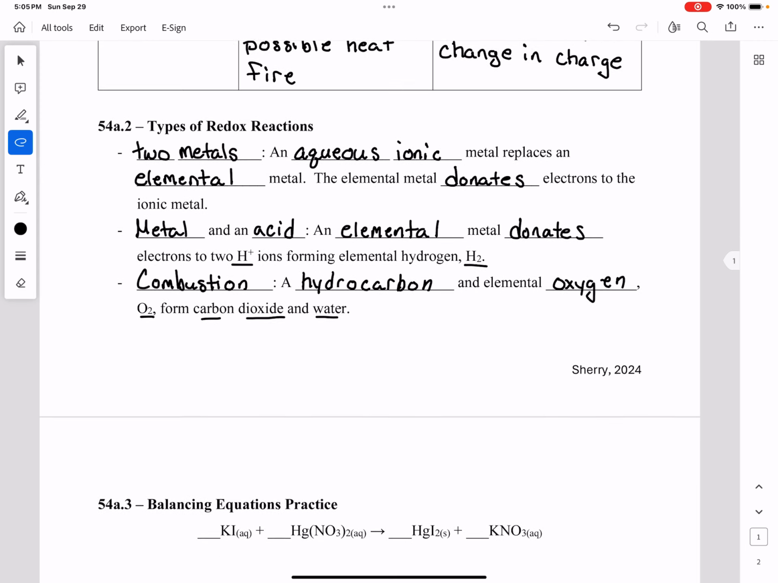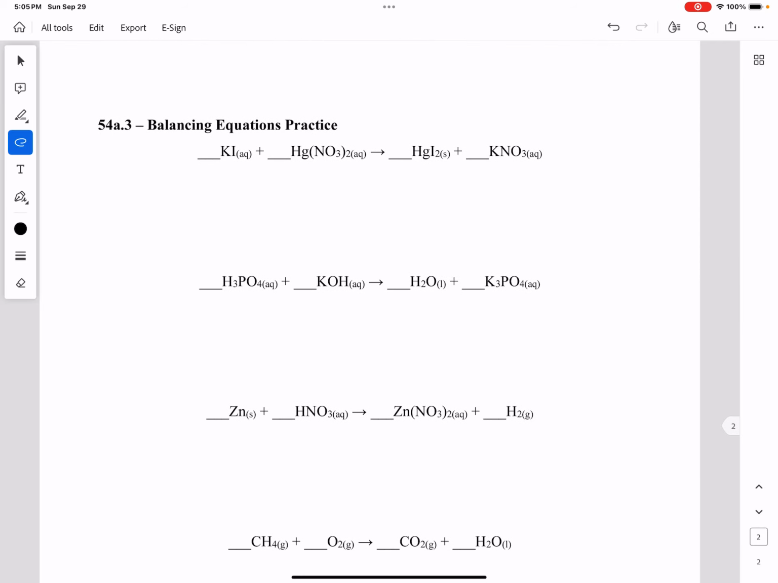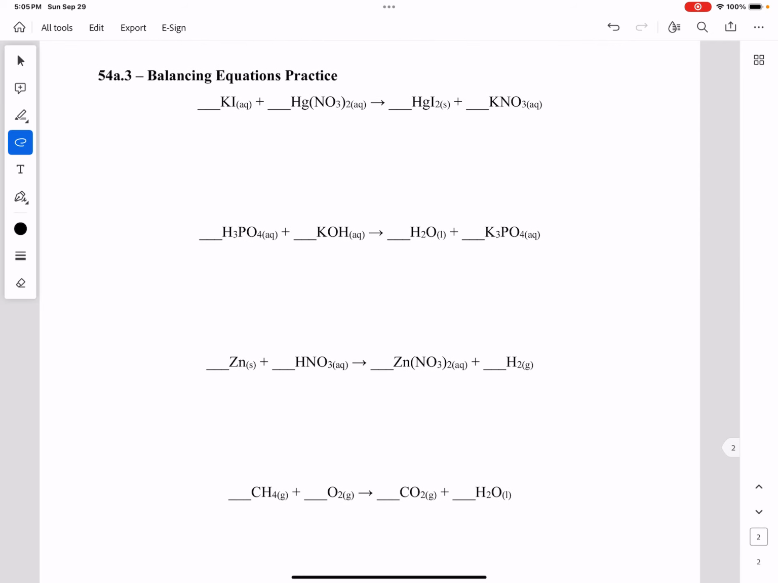So let's just look at a few examples, 5 examples, and we're just going to balance these equations. So using the method that we went over in the lecture. So this first one, I have some potassium iodide. I have some mercury 2 nitrate. I have some mercury 2 iodide. And I have some potassium nitrate.